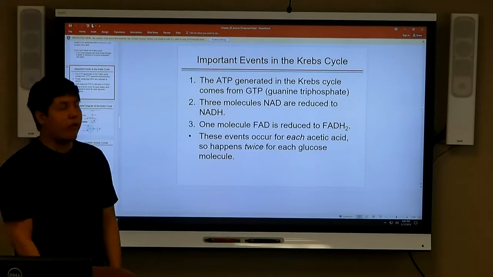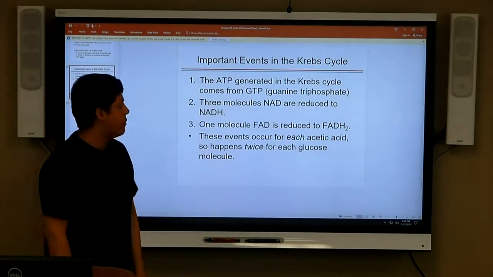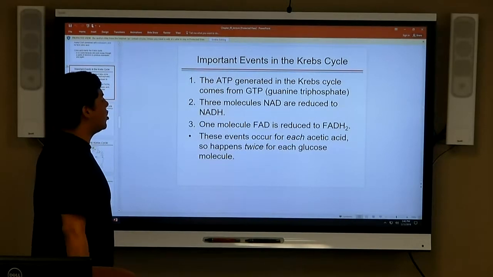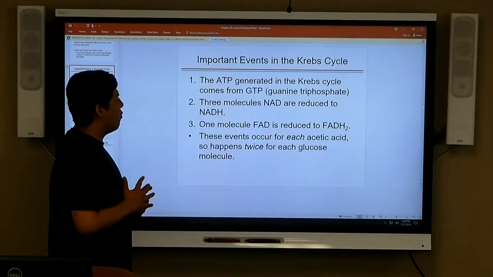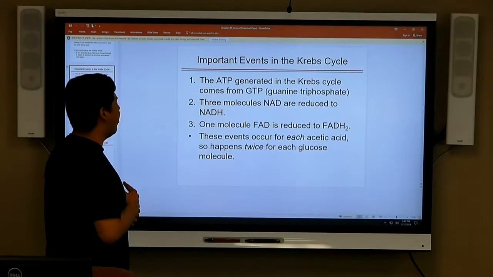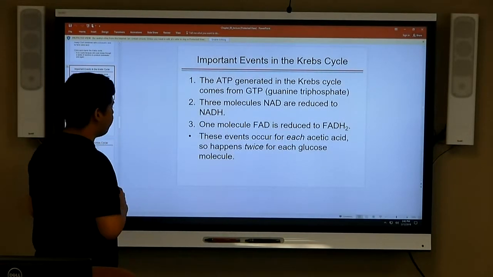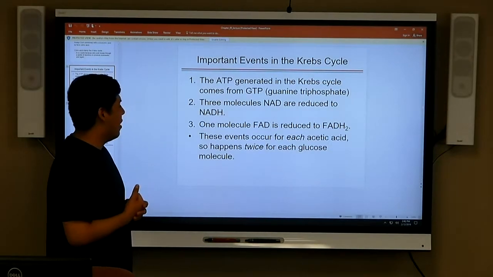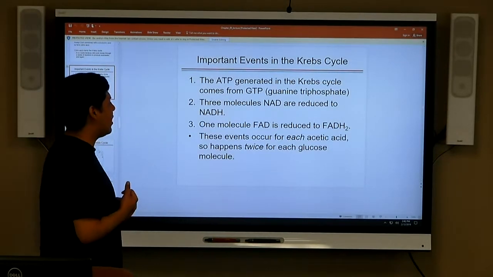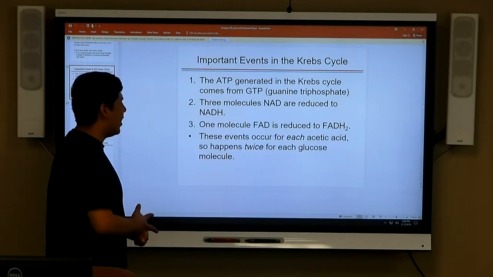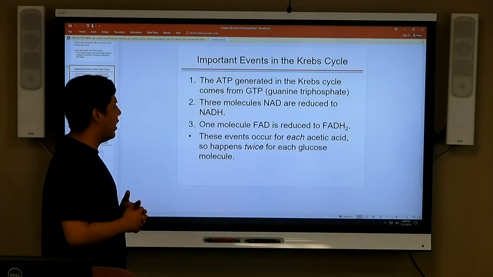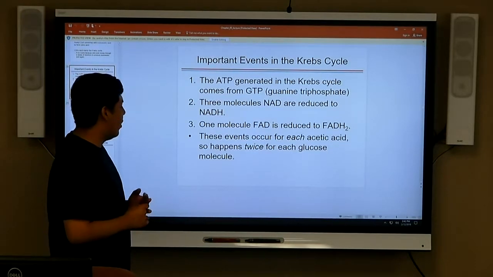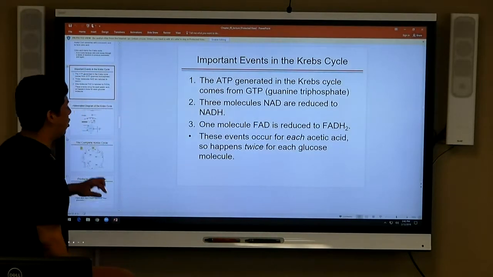Important events of the Krebs cycle. The ATP generated in the Krebs cycle comes from GTP. 3 molecules of NAD are reduced to NADH. 1 molecule of FAD is reduced to FADH2. These events occur for each acetic acid, so they happen twice for each glucose molecule.